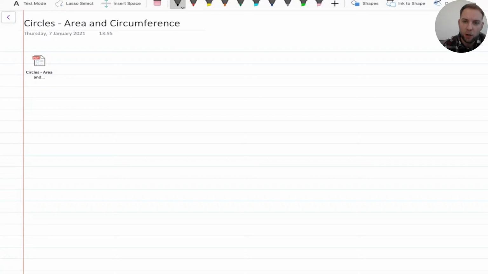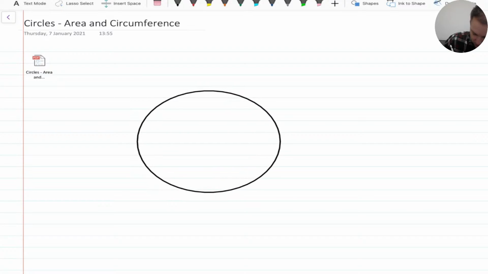Okay, so we're going to be having a look at circles, area and circumference. But the first thing we need to have a look at is circles. So some definitions on circles. So let's draw a circle down first.